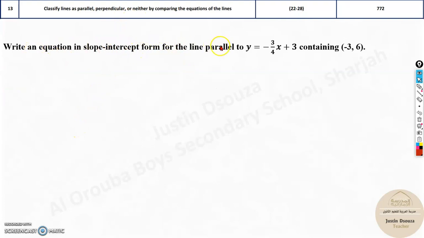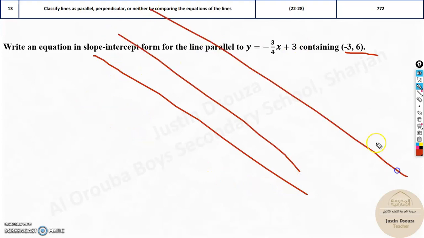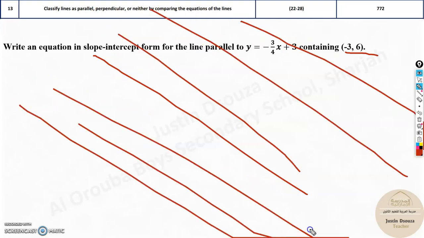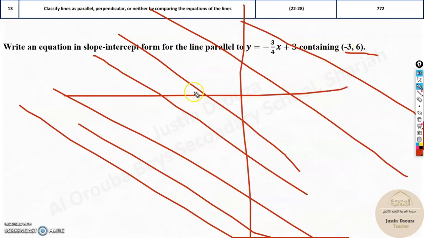Now write an equation in slope intercept form for the line parallel to this particular equation which contains this particular point. Now this slope is negative 3 by 4. It will go downwards. A line parallel to this is every line with the same slope. There can be thousands of lines. It goes until infinity. But there will be only one line which will pass through this point, negative 3 comma 6. So we need to find the exact line.